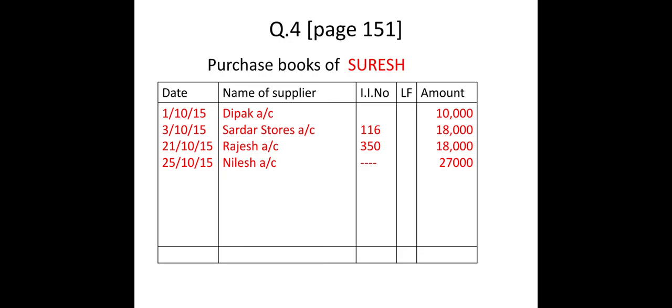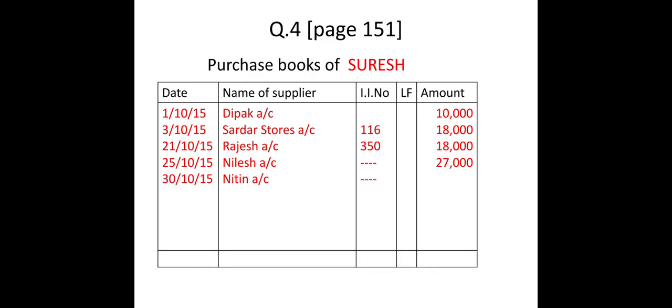And last transaction, student, now purchase goods of 40,000 from Nitin. Bill number 151. It is a credit transaction, student, so we can record it. Date 30th October. Name of supplier Nitin. Bill number 151, but by mistake I have not written bill number, student. You can just write it. And the amount is given 40,000. It was a last transaction, student. So all transactions are recorded now.